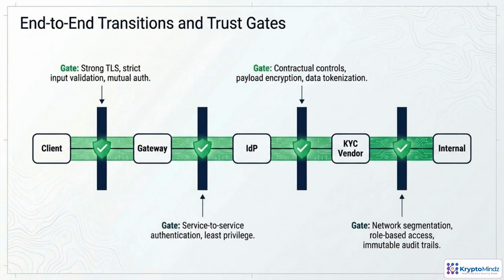It can help to view the onboarding journey as a sequence of trust gates the request must pass through. Between the user and your edge, you're defending against hostile networks and devices, so you lean on strong TLS, strict input validation, and often mutual TLS. Inside the backend, the focus shifts to authenticated service-to-service calls and least privilege access. When you cross into third parties and internal cores, you add contractual controls, payload encryption, tokenization, network segmentation, role-based access, and immutable audit trails to contain blast radius.